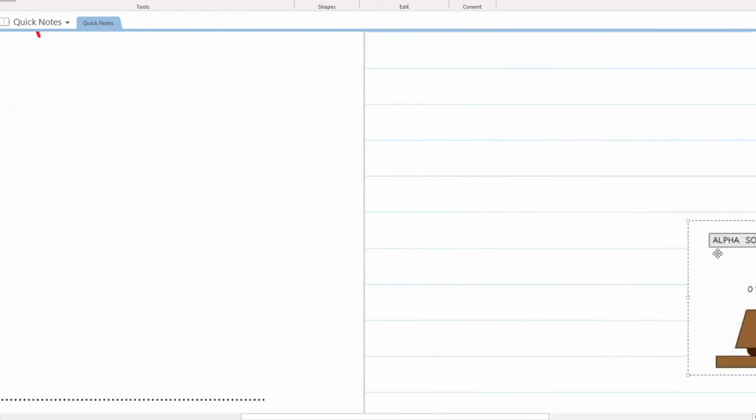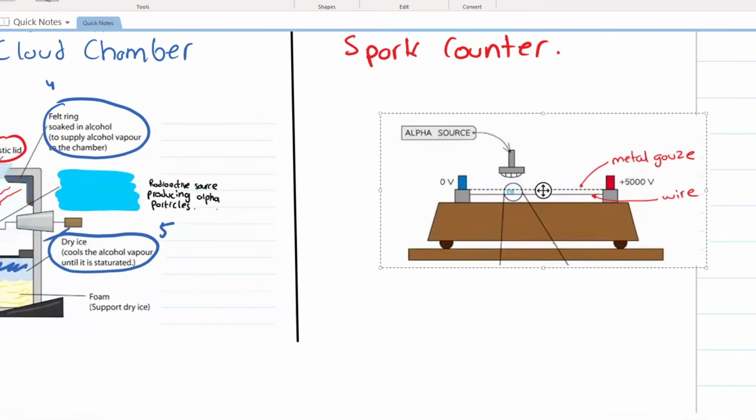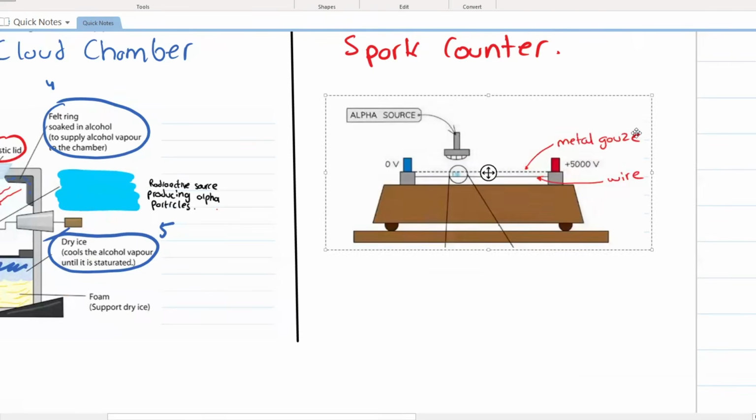For spark counters, you have to show one terminal at a high voltage and one terminal at a low voltage. This will give you 1 mark. बेटा, स्पार्क काउंटर में you have to show one terminal at a very high voltage, one terminal at a very low voltage. या सेकंड क्या चीज शो करनी है आप?